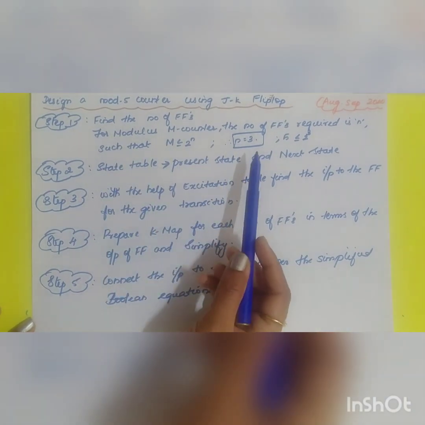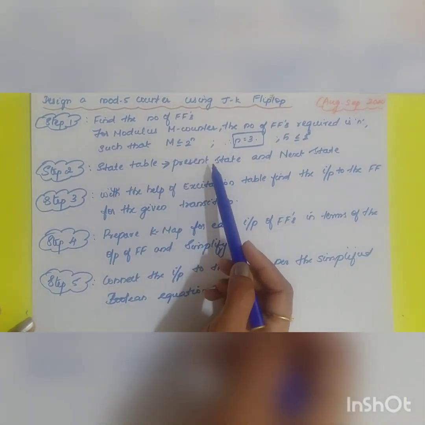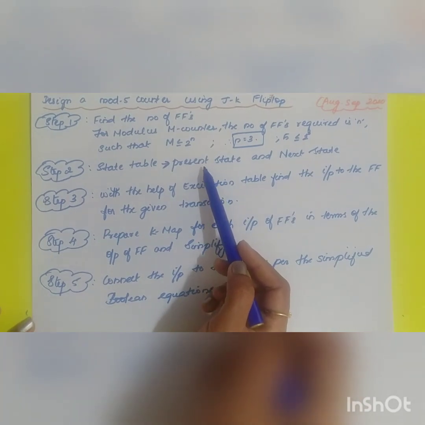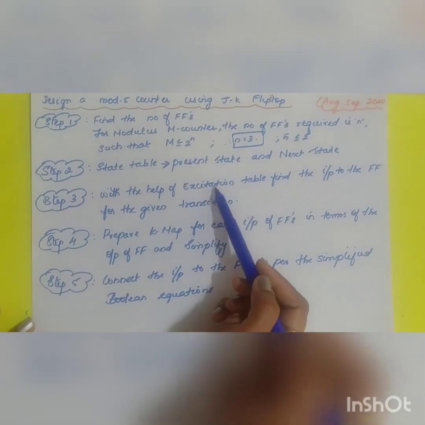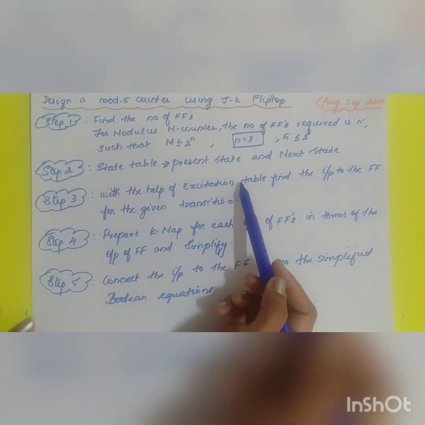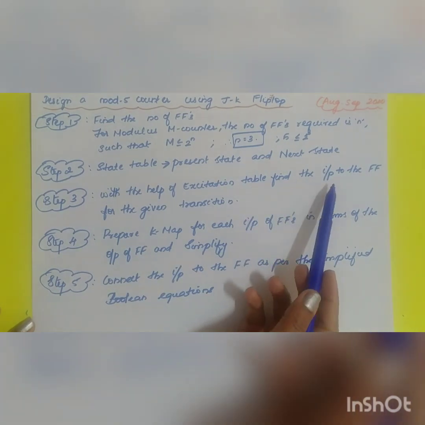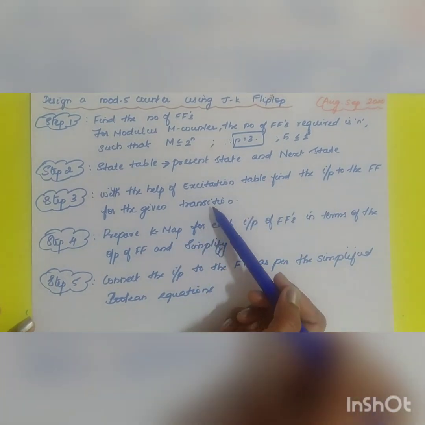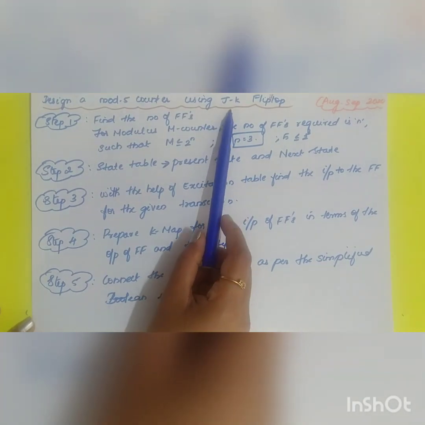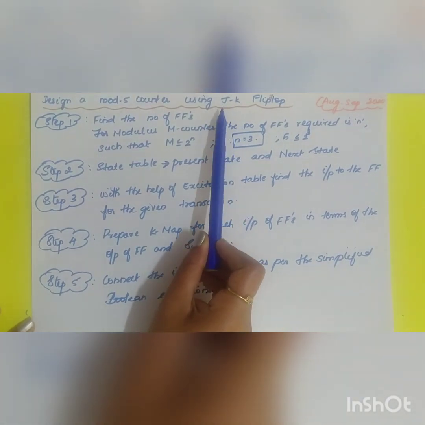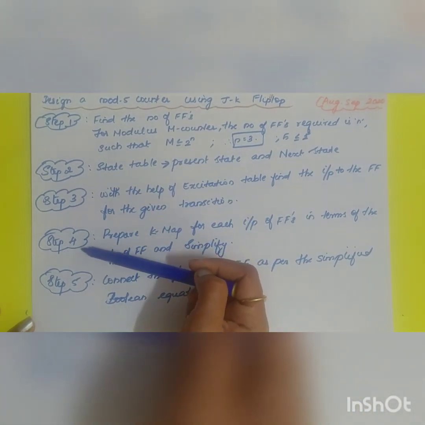Now step 2. Once you have found out the number of flip-flops, you have to draw the state table, which gives the representation of your present state and the next state. Step 3. With the help of the excitation table, with the help of the present state and next state, you are going to find the input to the flip-flop for the given transition. In this case, the inputs will be JA, KA, JB, KB and JC, KC because there are three flip-flops, right?